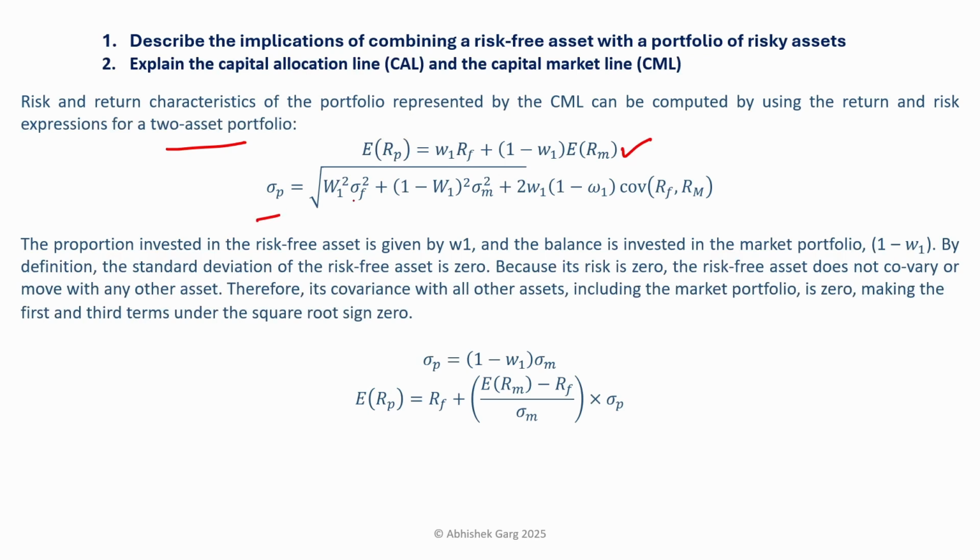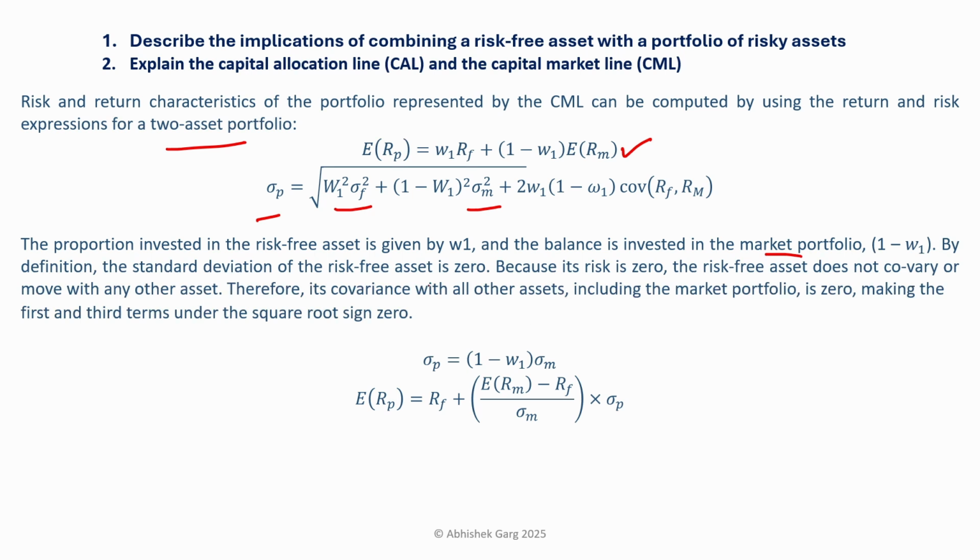The standard deviation is the square root of W1 squared sigma F squared plus (1 minus W1) squared sigma M squared. This is the market portfolio's deviation, and this is the risk-free asset's deviation. Plus 2 times W1 times (1 minus W1) times the covariance between the risk-free asset and the market portfolio. W1 is the proportion invested in the risk-free asset, and the balance, 1 minus W1, represents the portion invested in the market portfolio.